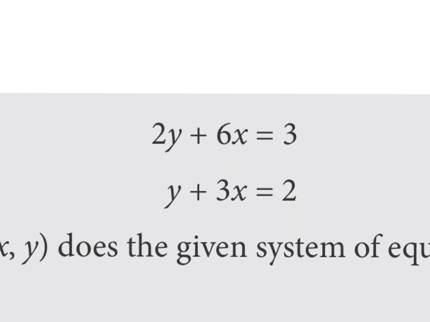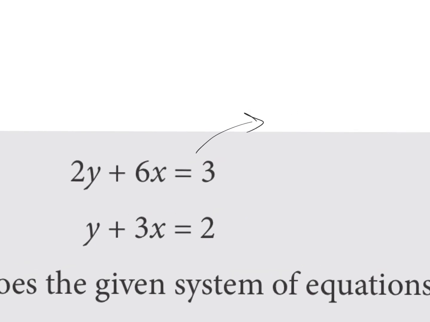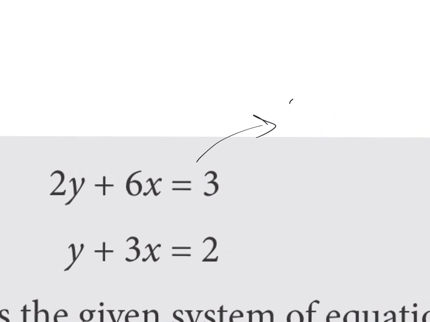Let's take 2y plus 6x equals 3, and let's change it into slope-intercept form, y equals mx plus b. Gabriel, what did you do? I didn't get the first one. You didn't get the first one? Okay. Can you try it? What would you do? Let me write it down.